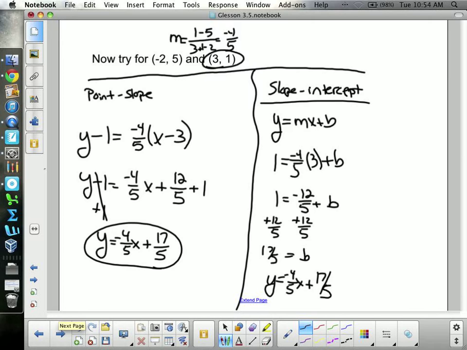This one's a little less work, but if you prefer this method, there's nothing wrong with it. And this may be the one you're used to. Does this stuff kind of ring bells? Remember how to do this? You did this a lot last year. This should not be brand new. This is just kind of a refresher.